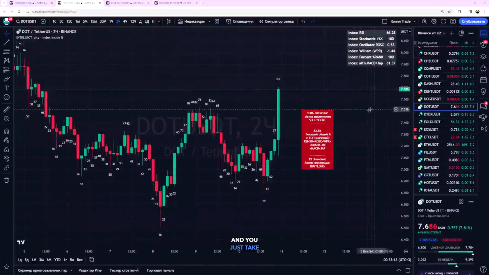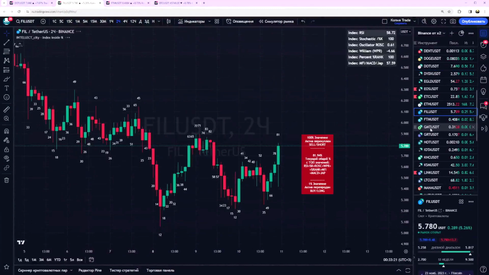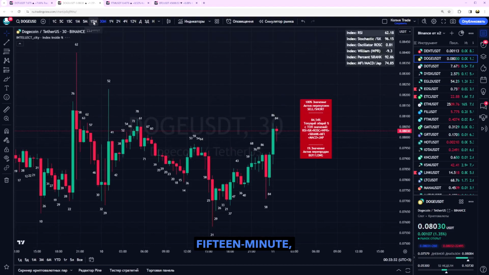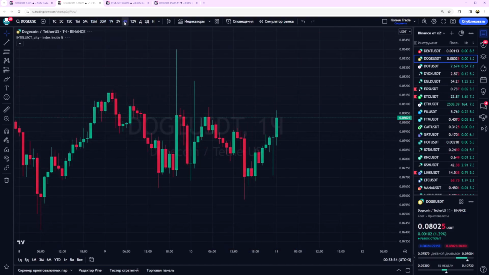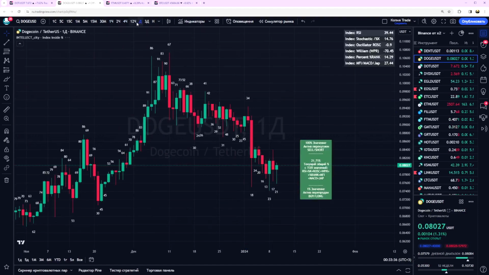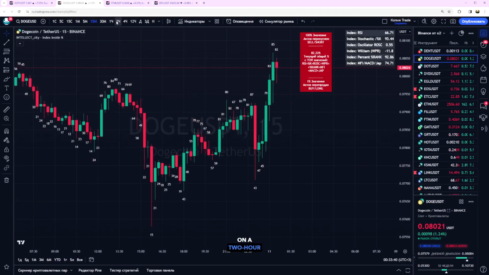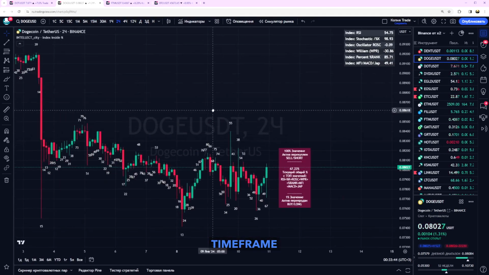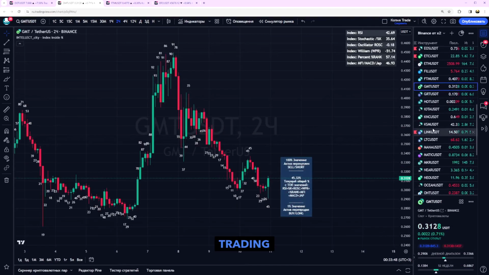And you just take it, choose the altcoin that you like and start trading on it. It also works on all time frames that interest you. Maybe it is 15-minute, hourly, 4-hour, daily, 3-day, whichever one is most interesting to you. And it is recommended to trade on a 2-hour time frame. This is a more professional time frame, and choose any Bitcoin or altcoin that interests you and start trading for profit.